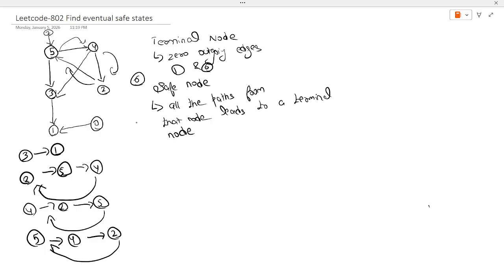Okay, so in order to find out the eventual safe states, first we will list down all the terminal nodes. So we have two terminal nodes, 1 and 6. Then for all of the terminal nodes, we will write down all the paths via which we can reach these terminal nodes.